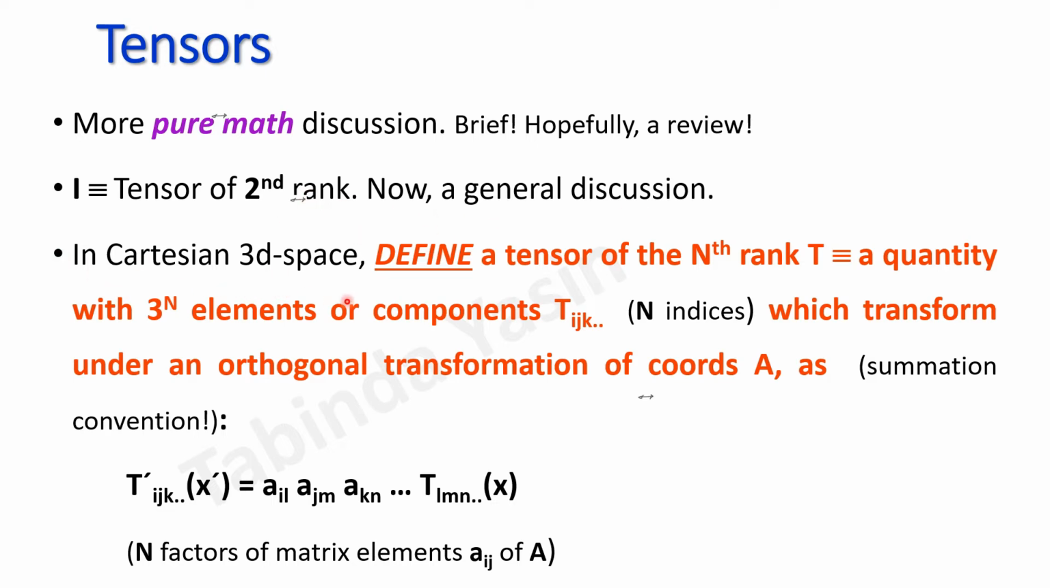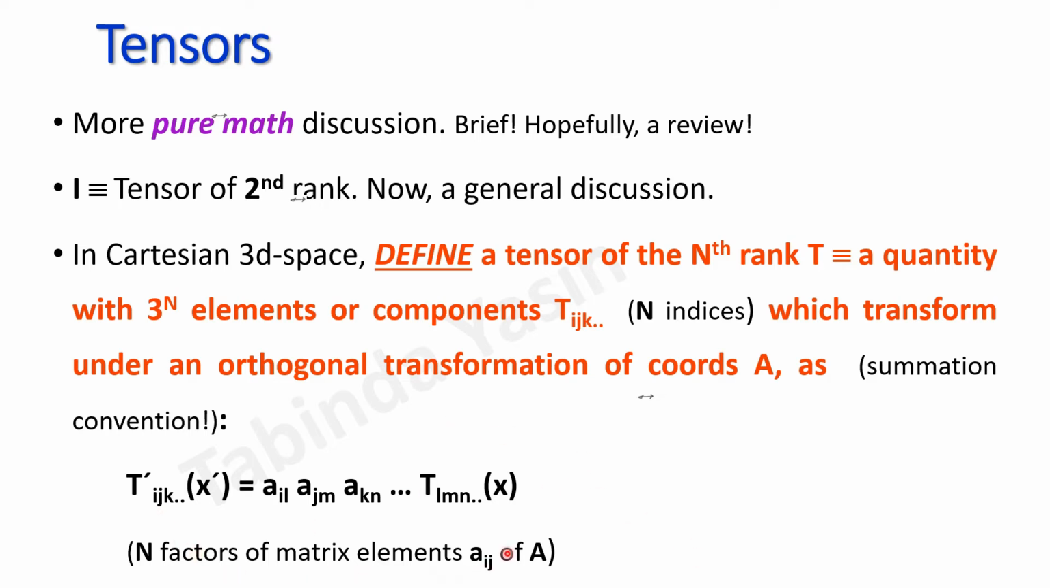We can say in Cartesian 3D space, we define a tensor of the nth rank, capital T, as equivalent to a quantity with 3^n elements or components T_ijk, for the tensor, and n indices which transform under an orthogonal transformation of coordinates as, with summation convention. So we can write for that T'_ijk, the tensor in x', is equal to a_il a_jm a_kn T_lmn, and that is equation X.